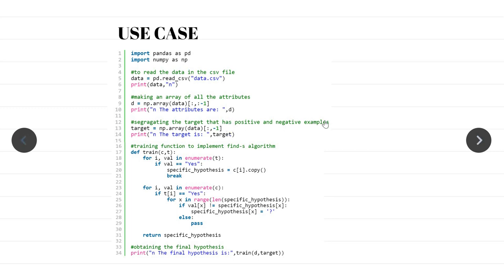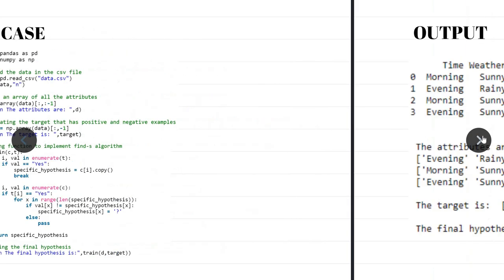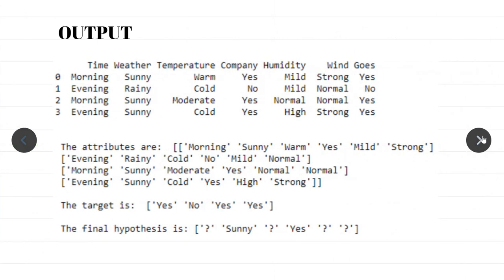Segregating the target that has positive and negative examples. So the positive examples are segregated from the negative examples using this part of the code. And this part of the code is used to implement the Find-S algorithm, and the final hypothesis value is printed. The table discussed earlier is given as an input in the form of a CSV file, and this is the output obtained. The final hypothesis value obtained using the code matches with the solved example.